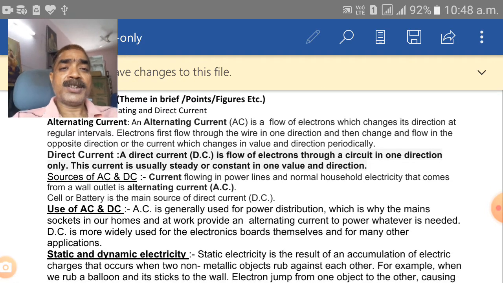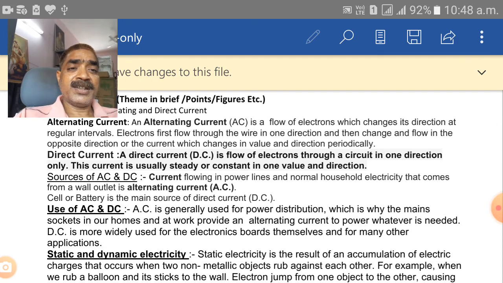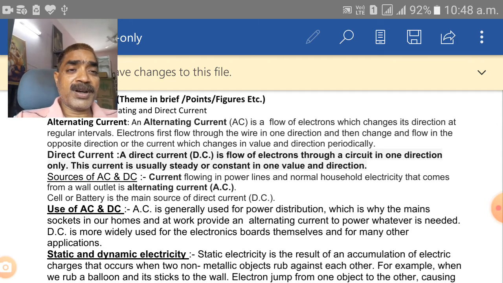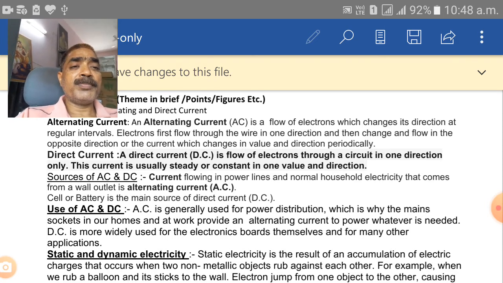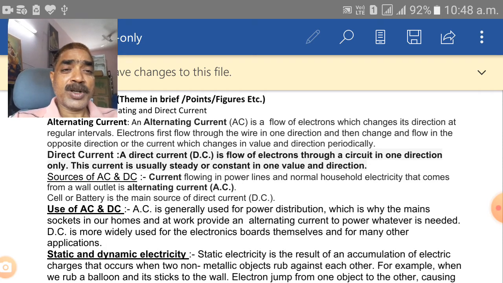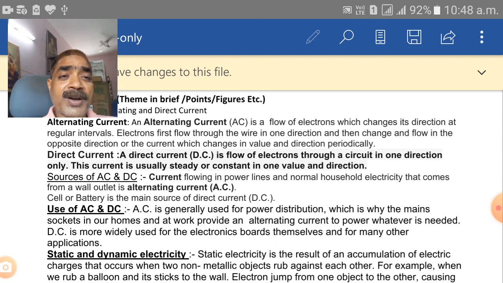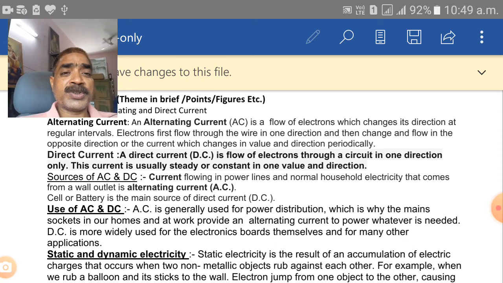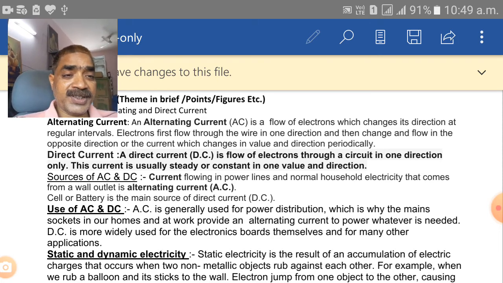Now you see the sources of AC and DC. So the example of alternating current: the current flowing in power lines and normal household electricity that comes from a wall outlet is alternating current. The supply that is coming into your home is the source of alternating current. But you see the direct current, you use the cell or battery, that is the main source of DC.